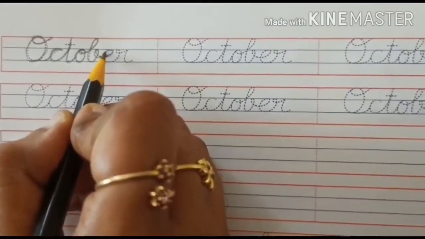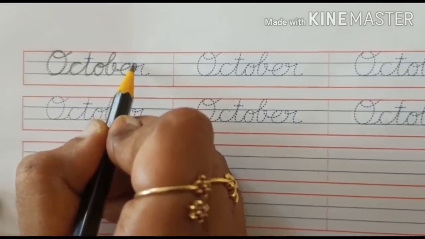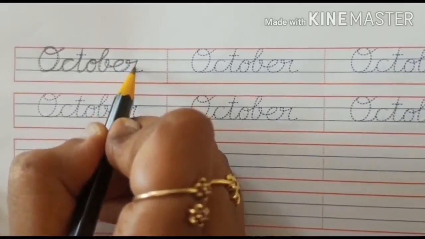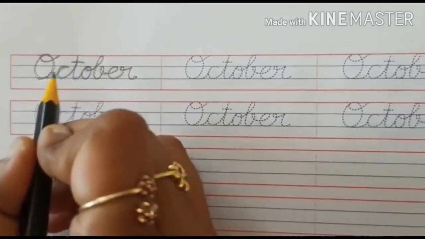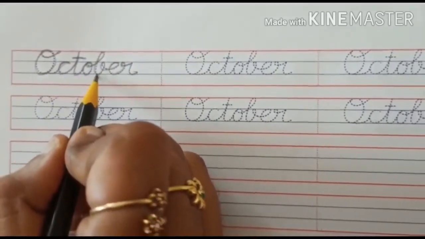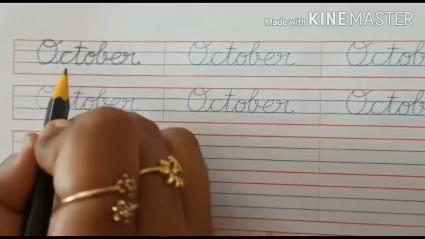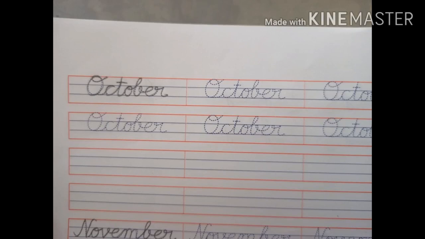E, touch midline and baseline. R, put one small knot, touch midline and baseline. October. O, C, T, O, B, E, R. October. What's the spelling for October? O, C, T, O, B, E, R.